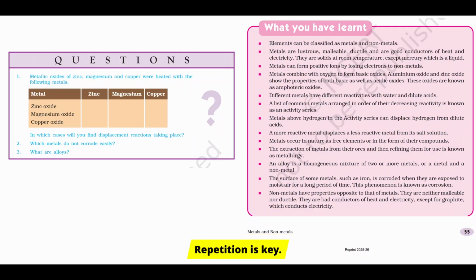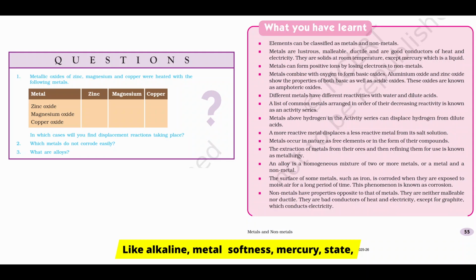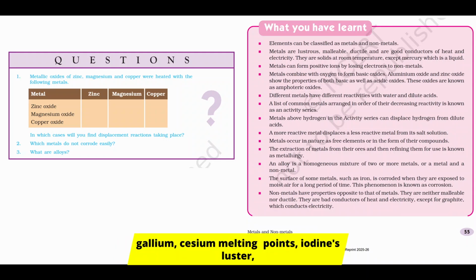Repetition is key. Let's just quickly summarize the absolute key takeaways one last time, bullet point style for your notes. Elements are classified as metals, nonmetals based on physical properties: lustre, malleability, ductility, conductivity, sonority, hardness. But always remember the crucial exceptions, like alkali metal softness, mercury's state, gallium and cesium melting points, iodine's luster, graphite's conductivity. Yeah. They love testing exceptions. Right. Exceptions are key. Chemically, metals tend to lose electrons, form cations. Form basic oxides. Remember the special amphoteric oxides, Al and Zn. Non-metals tend to gain electrons, form anions, form acidic or neutral oxides.